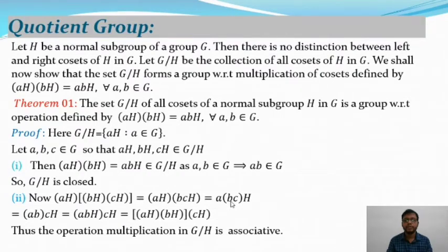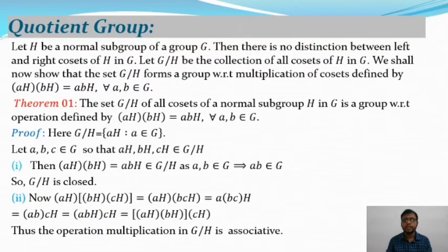And you know that G is a group, so it satisfies the closure property as well as the associative property. So a(bc) equals, you know that, (ab)c. And from this we will get ((ab)H)(cH). That is, (abH) equals (aH)(bH) within the third bracket (cH). Thus the operation multiplication in G/H is associative.